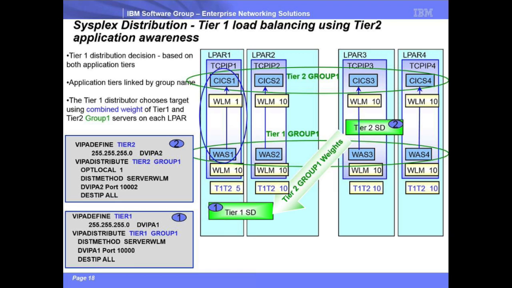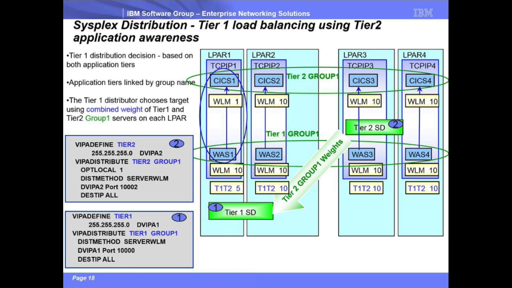Alright, so this next chart continues with that goal of trying to keep the tiered connections local to the same stack. In this case, we added something called application awareness. So the Tier 1 load balancer is actually using information about the backend Tier 2 applications when it selects a target. In this configuration description, Tier 1 is DVIPA1 and Tier 2 is DVIPA2, and they're linked by this group name, or group 1.